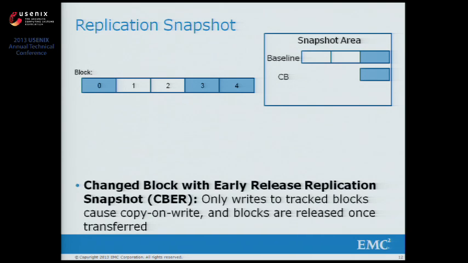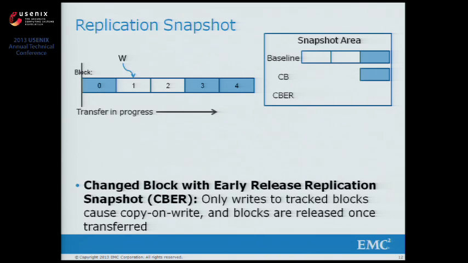And so then we considered a further improvement that we call change block with early release. This involves much finer grained tracking of which blocks have already been transferred. Once the block is transferred to protection storage, we can unmark the tracking property, and then writes to it don't have to cause any snapshot I/O or storage.